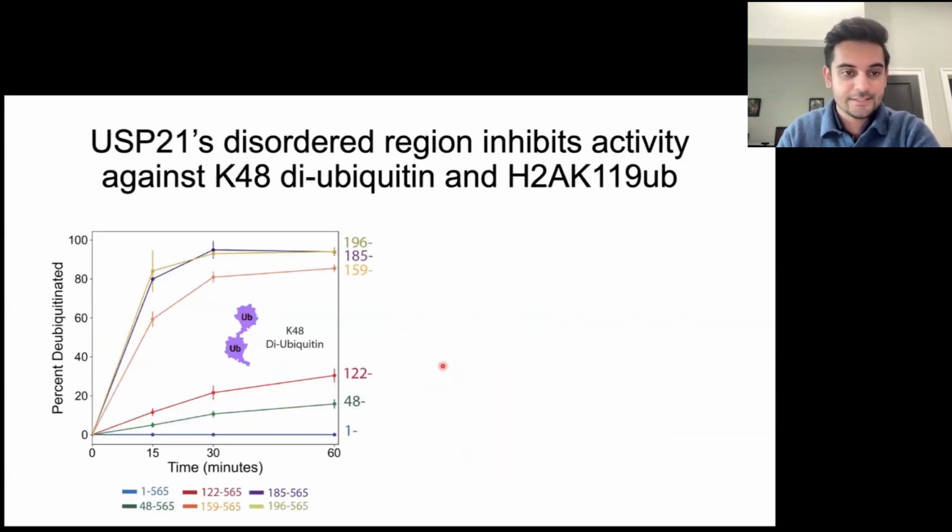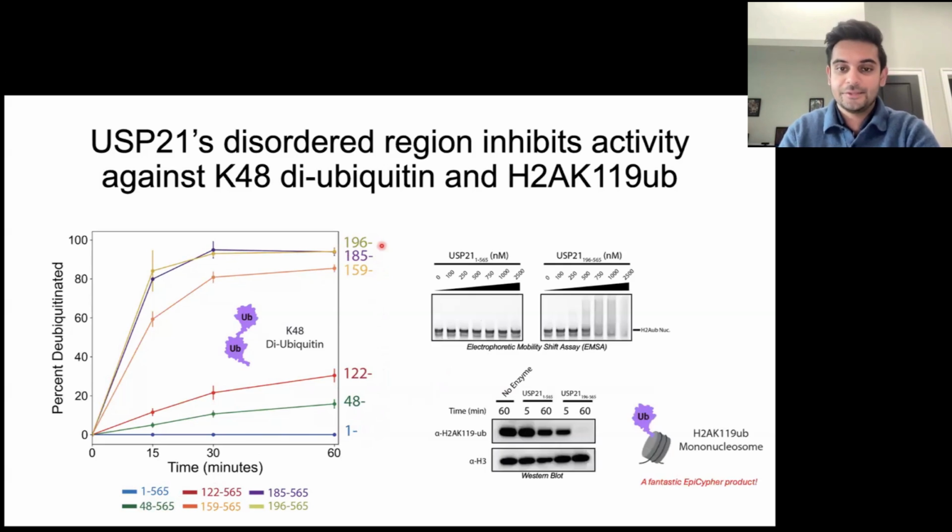So I carried out first a set of activity assays on K48 ubiquitin chains, and I ended up finding something quite interesting. I found that the full-length USP21 essentially had little to no activity on these K48 ubiquitin chains. But as I started making a series of N-terminal truncations into this disordered region, you can see that I am able to gradually restore the activity of this enzyme, the highest being just the catalytic domain of USP21.